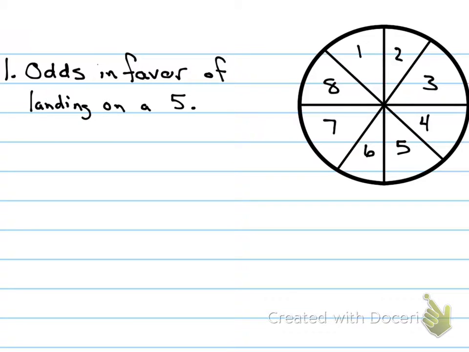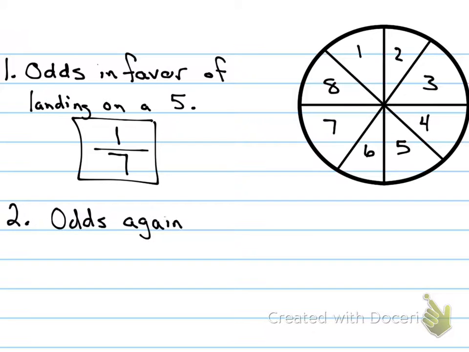So try to find odds in favor of landing on a 5. How many favorable outcomes are there? 1. Out of how many unfavorable? 7. 1/7. Now, what are the odds against landing on a number greater than 6?